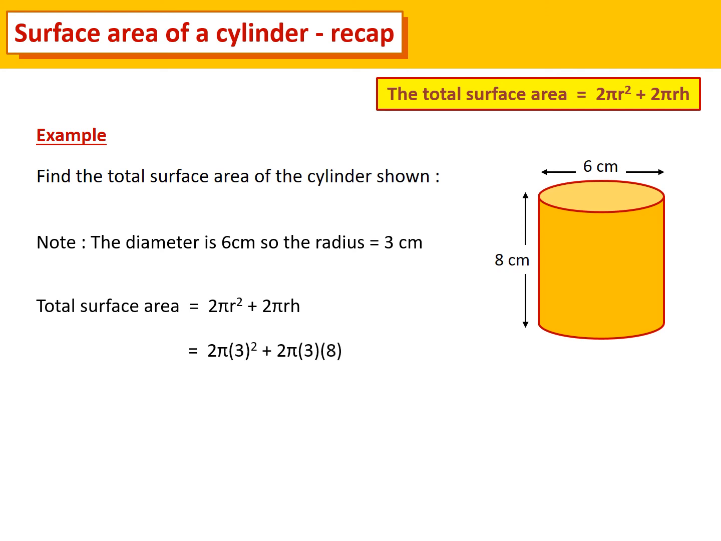Note when we are using 2 pi r squared, we square r first. That's why I've put 3 in brackets. 3 squared is 9, times by 2 pi, that's 18 pi. And for the curved surface area, 2 pi times 3 times 8 is 48 pi. Altogether, we have a total of 66 pi. 66 times by pi is 207.345, which we can round off to 3 significant figures.